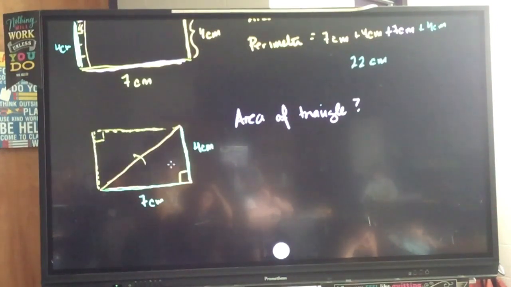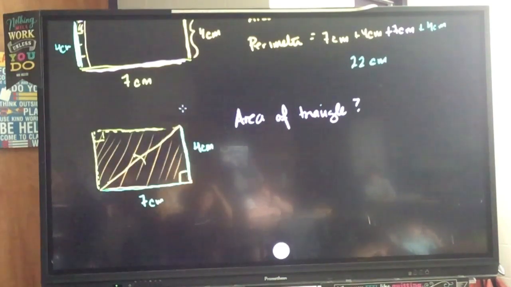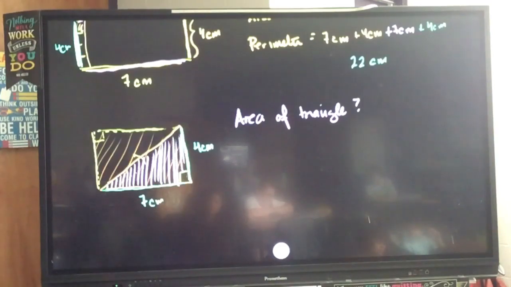So if you think about when you multiply 7 times 4, you're getting the area of that entire rectangle. But we want to know the area of the triangle. We want to know just this area right here. You can see hopefully from this drawing that the area of this triangle is exactly half of the area of the entire rectangle. So the area for a triangle is equal to the base times the height.